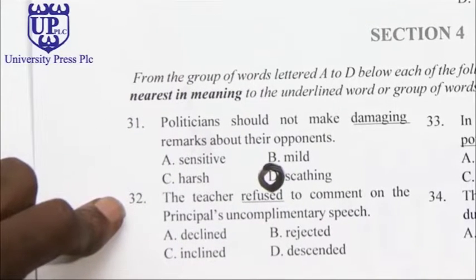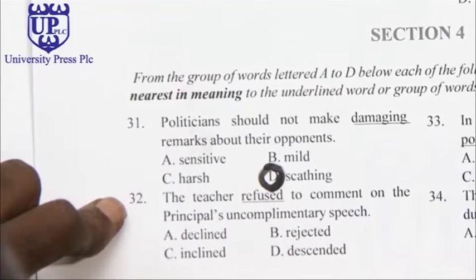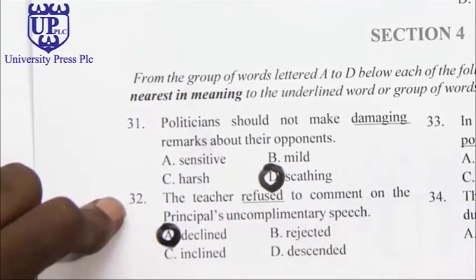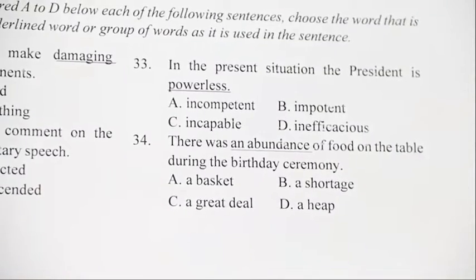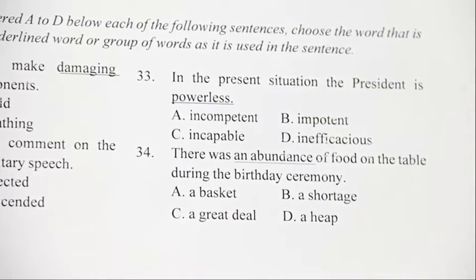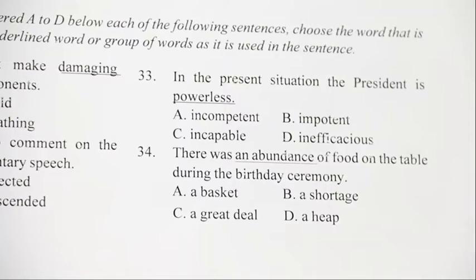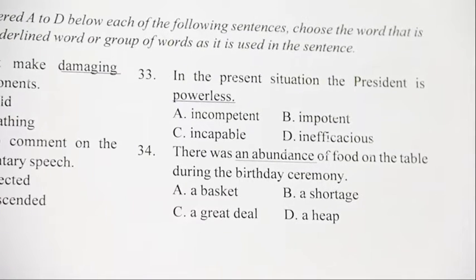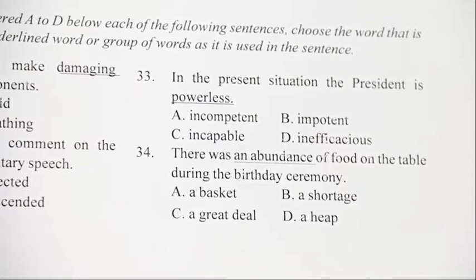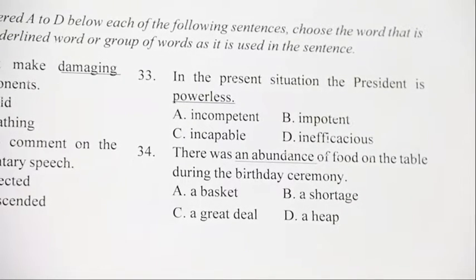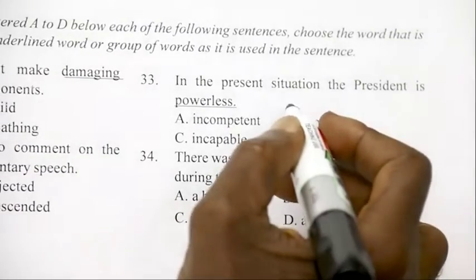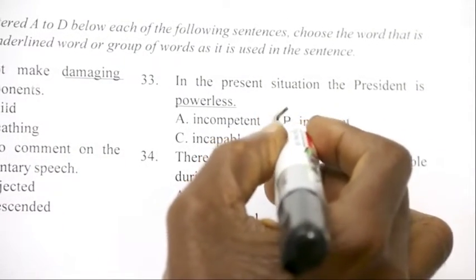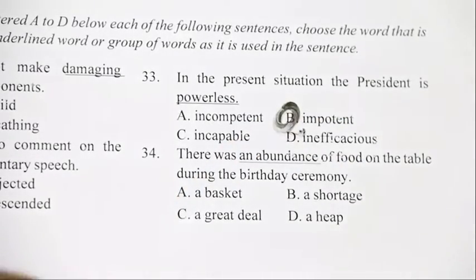The teacher refused to comment on the principles on complementary. What did he do? He declined. He refused. He declined. Right. Let's look at another number. That's number 33. In the present situation, the president is powerless. And we have the options: incompetent, impotent, incapable, inefficacious. The one that's nearest in meaning in that context is B, which is impotent. So we can use impotent instead of powerless there.